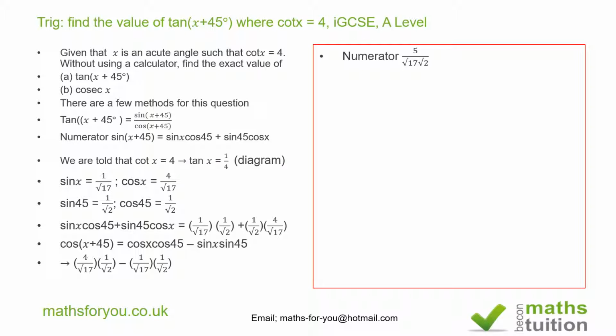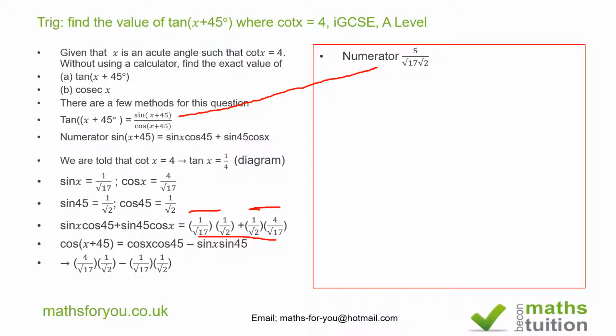So now we can say that the numerator is 5 divided by the square root of 17 times the square root of 2, because 4 times 1 is 4, 1 times 1 is 1, and 4 plus 1 is 5. And they've got the same denominator, so that becomes 5 over root 17 root 2.